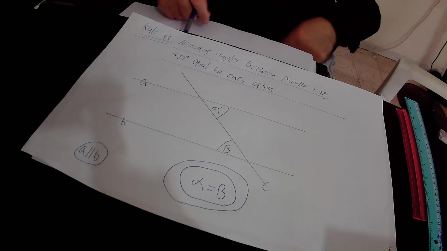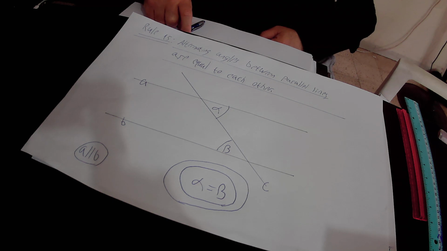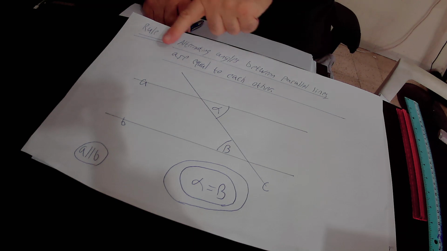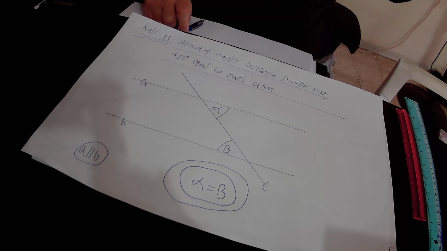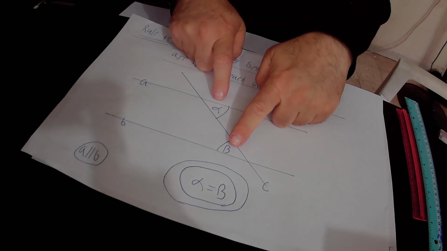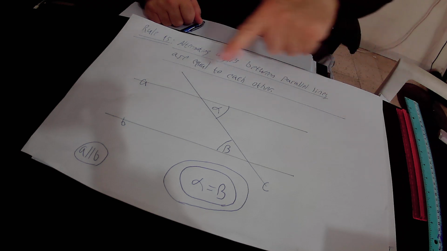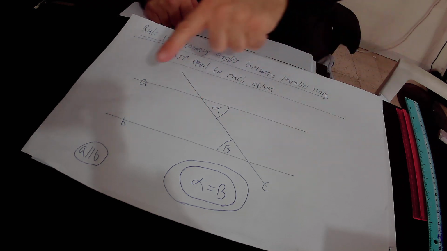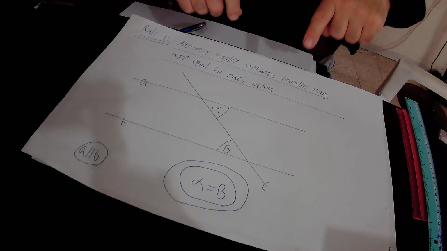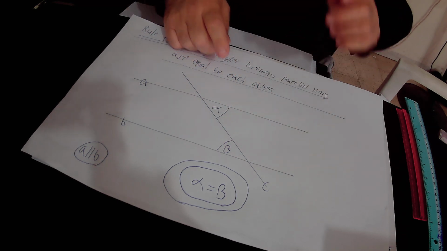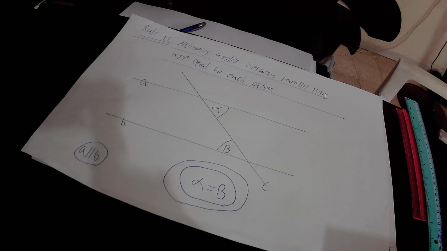According to rule 15, alternating angles between parallel lines are equal to each other. So in the drawing we have line A, that is parallel to line B. In addition, we have those two angles, alpha and beta. Angles alpha and beta are defined as alternating angles and they are located between the parallel lines A and B. That is to say, line A is parallel to line B and therefore they are equal to each other. That is to say, alpha equals beta. So whenever you have two alternating angles that are located between parallel lines, they must be equal to each other.